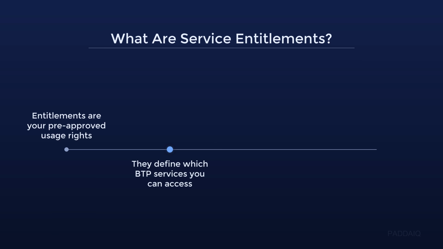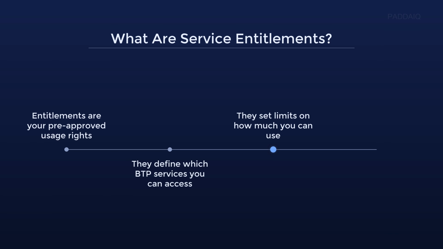They define which BTP services you can access. This means your subscription grants permissions to use specific BTP services, like databases or AI tools. For example, if you have an entitlement for SAP HANA Cloud, you can create and manage HANA databases. Entitlements ensure you only use what you are authorized for, keeping your environment secure and compliant.